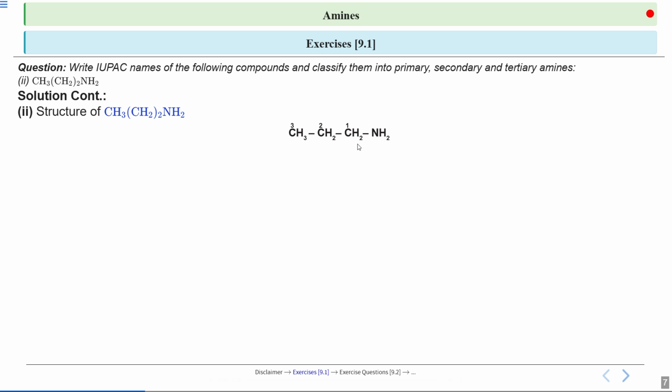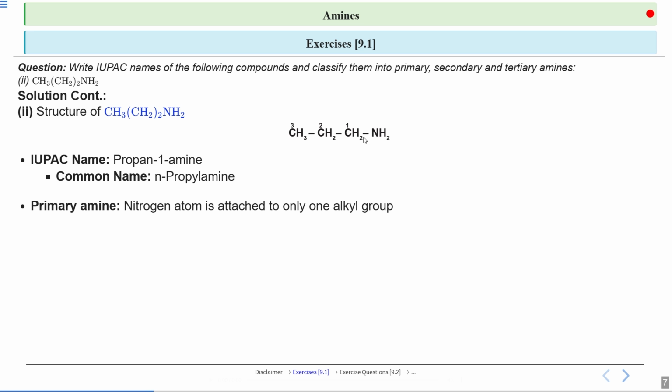The longest carbon chain is of 3 carbon atoms, so the IUPAC name will be propan-1-amine. The 1 indicates that the NH2 group is attached to the first carbon. And if you see the common name, this will be n-propylamine. The n indicates that this is a straight, simple hydrocarbon chain with no branching. So this n determines a straight chain with no branching.